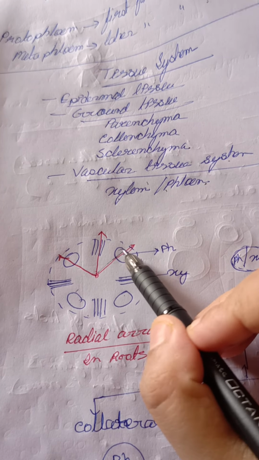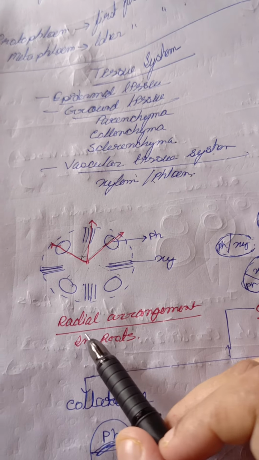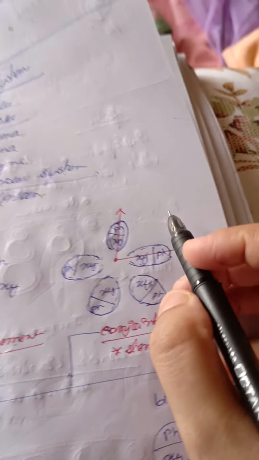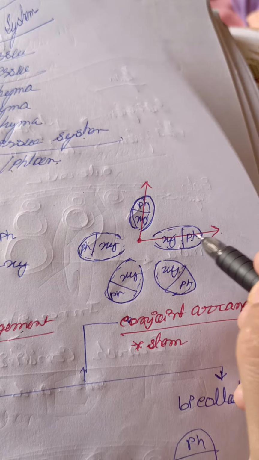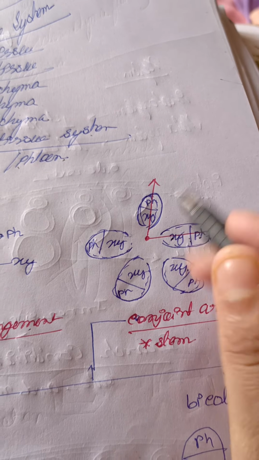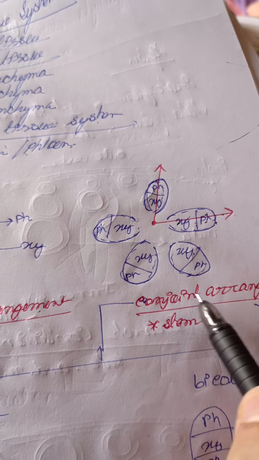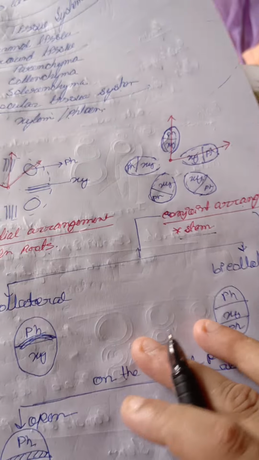Okay, so you see these are arranged radially, right? So we will call this radial arrangement. We see this type of arrangement in roots. But in the other case, phloem is on the outer side and xylem on the inner side, a flower-like arrangement. Phloem is outer, xylem is inner. This is known as conjoint arrangement. We see this type of arrangement in stem.